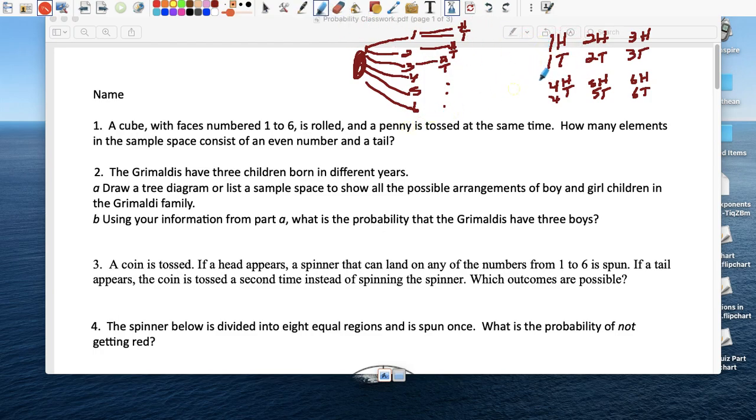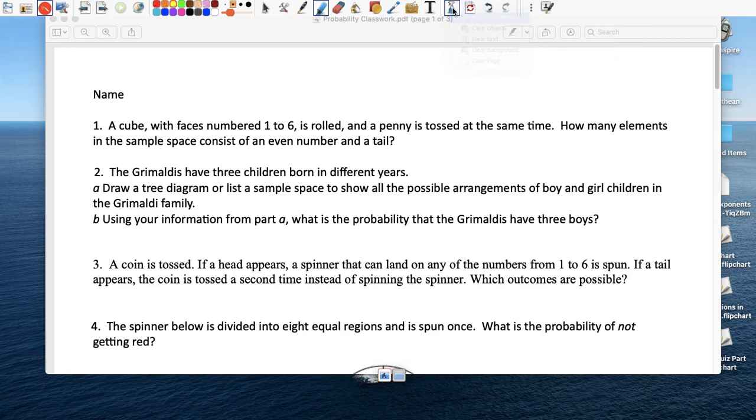Even and what? An even and tail. So here's an even and tail, here's an even and tail, and here's an even tail. So three of them would have an even and a tail.